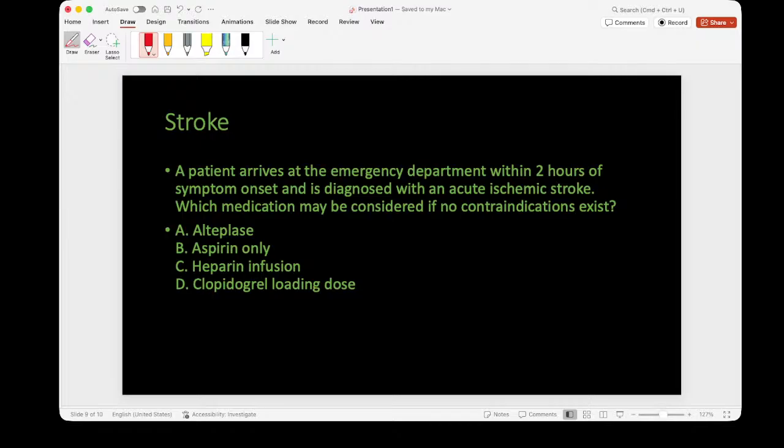Stroke. First of all, these are some of the choices. They're all kind of blood thinners, but they're all going to be used differently. And this one requires more of looking at the recommendations, looking at the guidelines. In this concept, you see there are four choices: alteplase, aspirin only, heparin infusion, or clopidogrel loading dose.